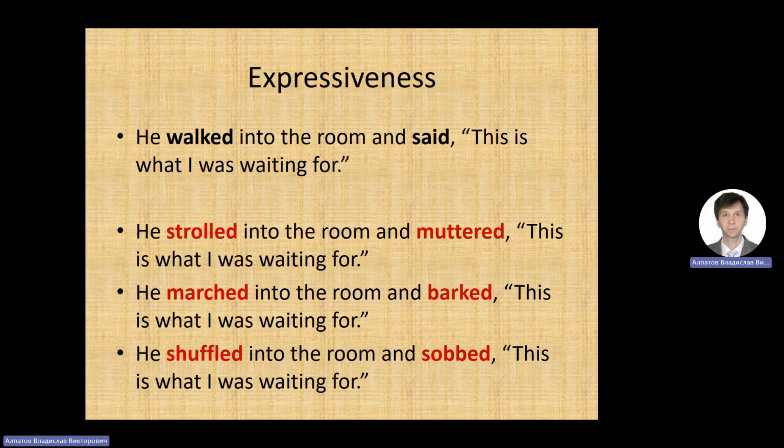Well, this is again a slide which I showed you in my first lecture, and it illustrates the use of specific language, of concrete language, to demonstrate how expressive it makes your utterance. Instead of saying, he walked into the room and said, this is what I was waiting for, you describe this if you add some concrete language, so strolled or marched or shuffled into the room, right? And you get completely different pictures, muttered, barked, and sobbed, and you get completely different emotive environments in which something is happening.